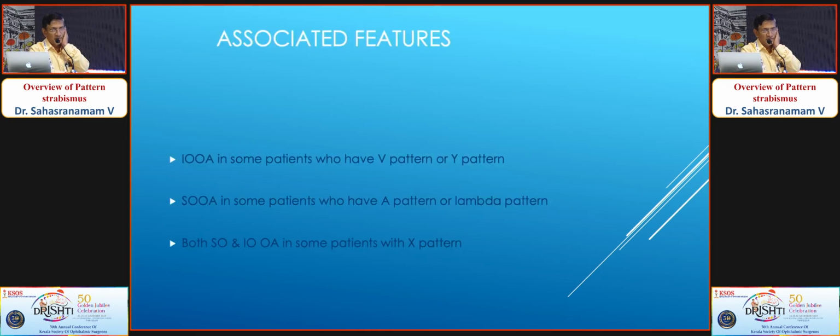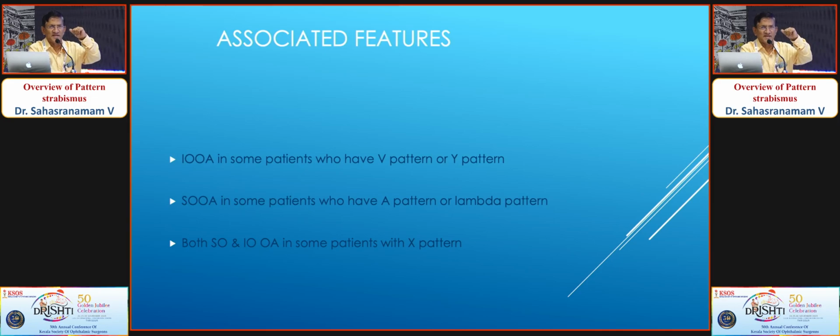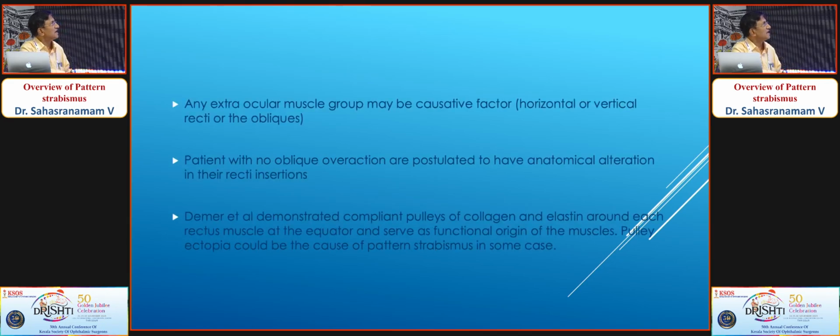In pattern strabismus, if you look at the associated features, some patients with V or Y pattern have an inferior oblique overaction, and patients with an A pattern or the inverted Y or lambda pattern may have a superior oblique overaction, or patients with the rare X pattern may have an overaction of both the superior oblique and inferior oblique. So in cases of pattern strabismus, many a time we find that the obliques may be the causative factor, but it need not always be.